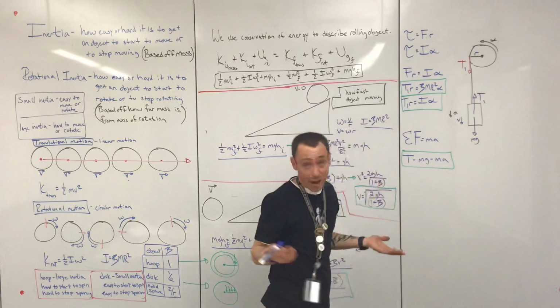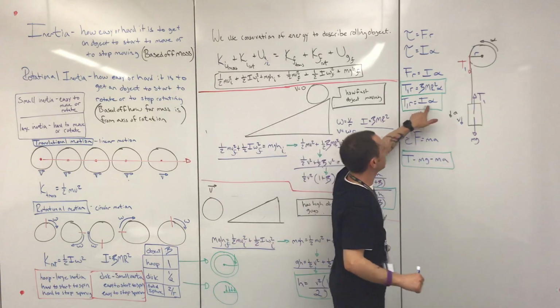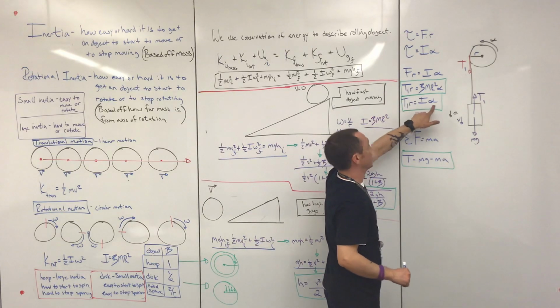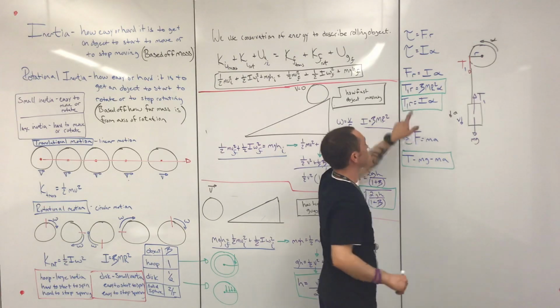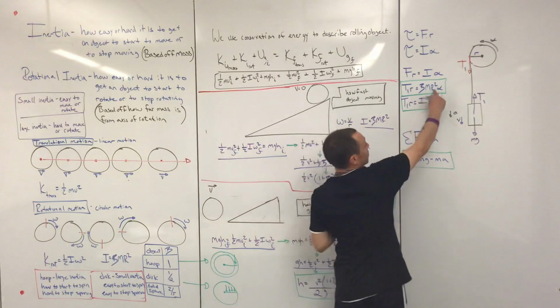Now we can write it two ways. If they tell you inertia, it's a certain value, then you can just use this, and you can solve for alpha, or if you know alpha, you can solve for tension. You can solve for anything in there now. Just know it can be written two ways.